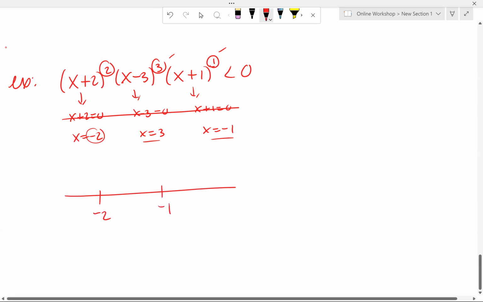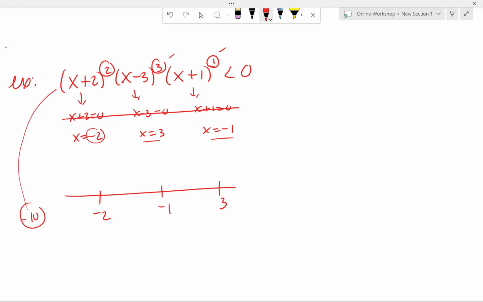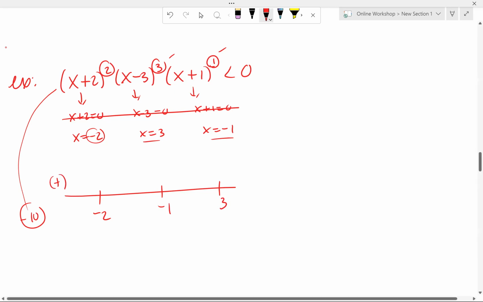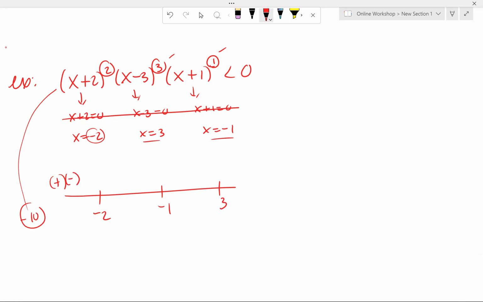-2, -1, and 3. So now if I pick, say, -10, I don't have to do this because I know it's a positive. Anything squared is a positive. -10 minus 3 is a -13. A negative cubed is a negative. -10 plus 1 is a -9. To the first is a negative. Negative times a negative is a positive. Times a positive is a positive. I really don't have to do any more work. If I know that first one's correct, I'm good to go.